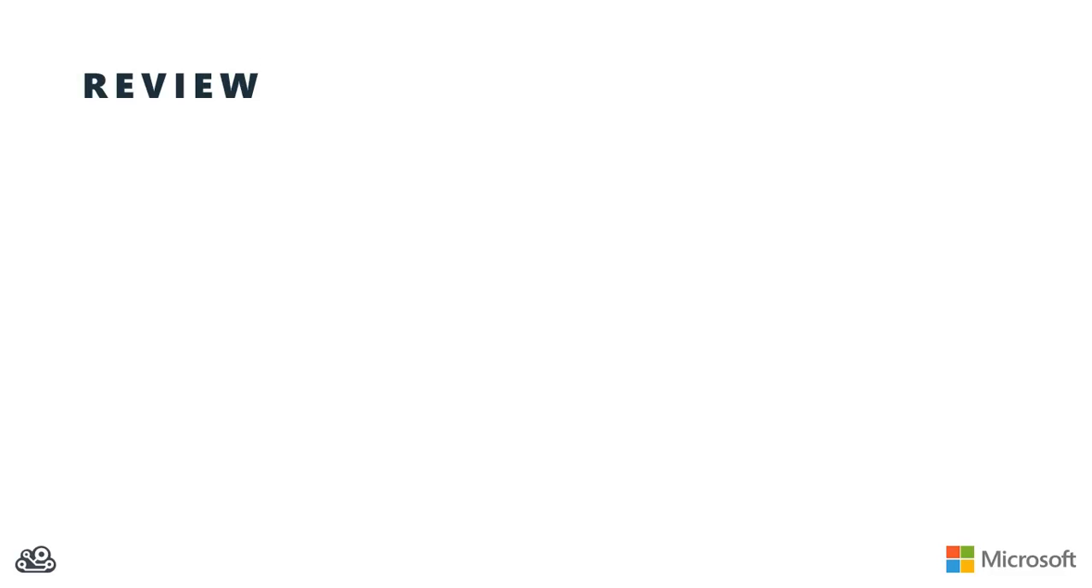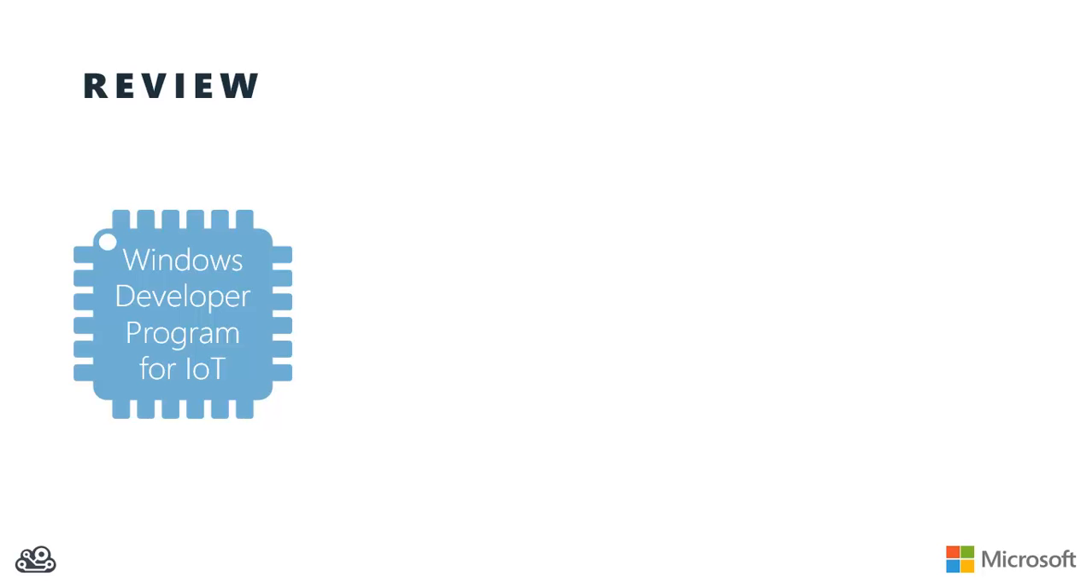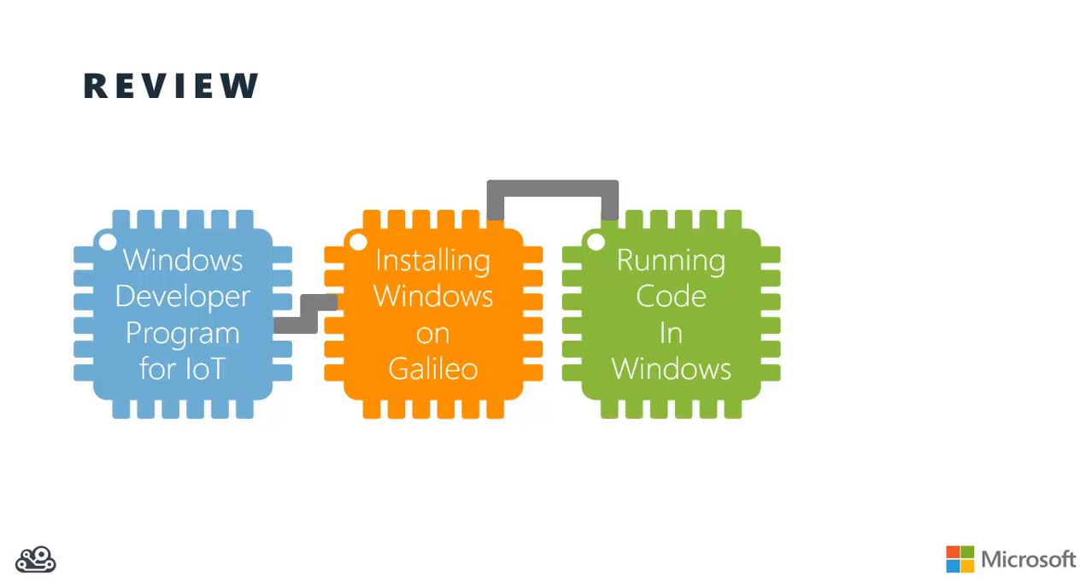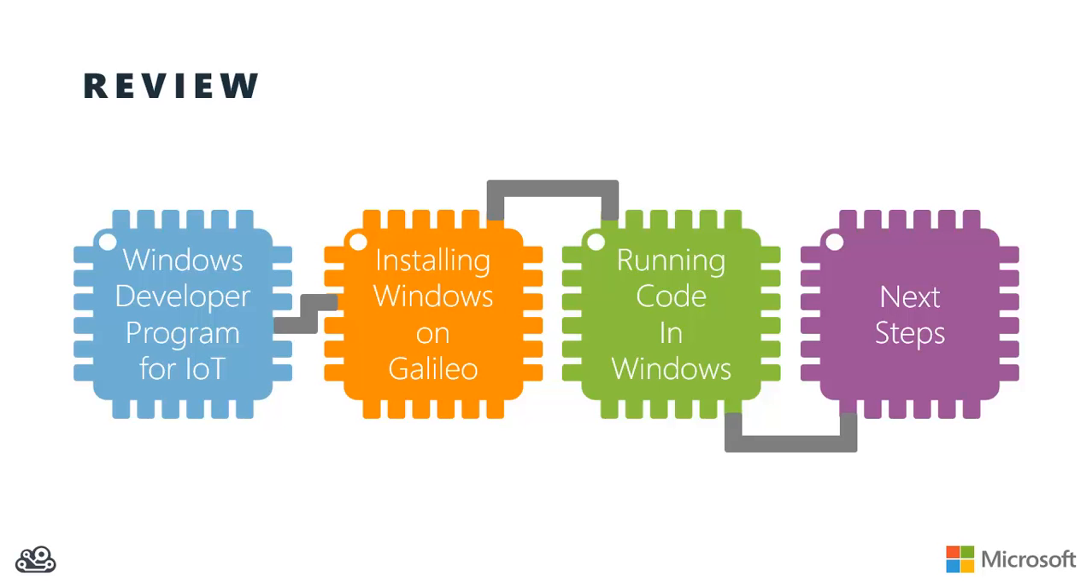So in this session then, again, we started out talking about that Windows Developer Program for IoT. We saw how to get Windows up on our Galileo, and then how to actually write and run code in Windows on our Galileo boards, and then talked about some next steps. So I hope you're really excited. Please go follow these steps, get Windows running on your Galileo, and have fun.